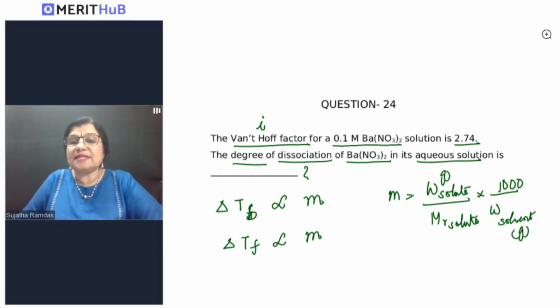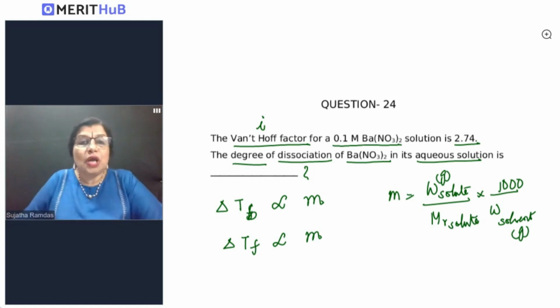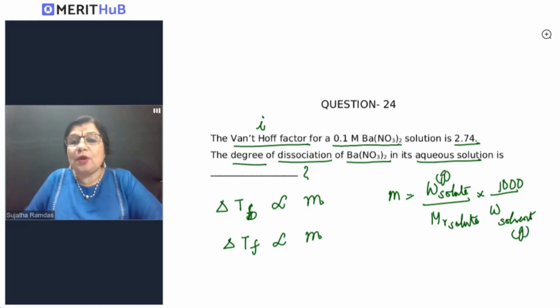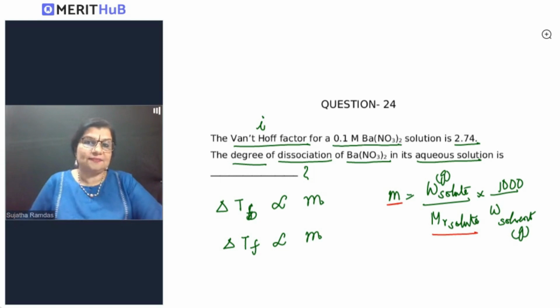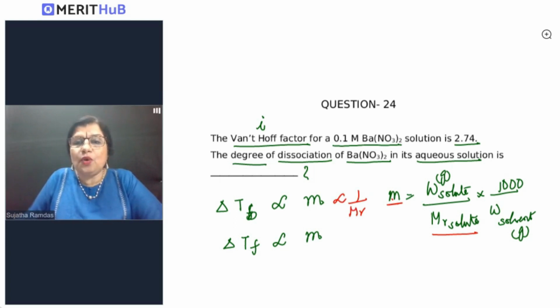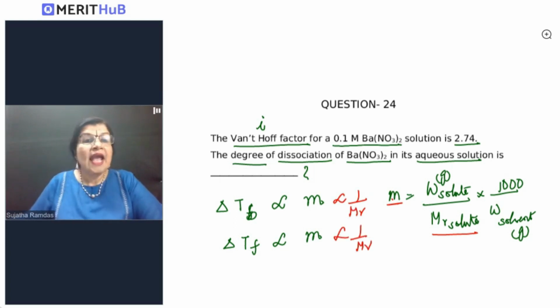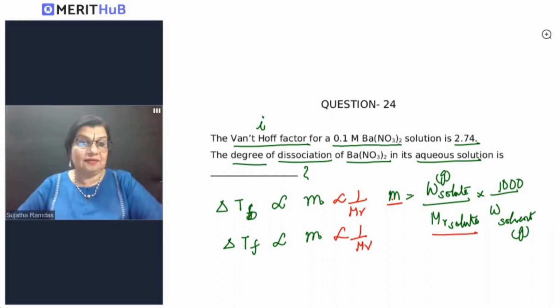This is in grams and this is in grams. Okay, so you now know the relationship between molality and the molar mass. In other words, the colligative properties are inversely proportional to the molar mass. And what are colligative properties? Colligative properties are dependent on the number of particles present in a solution, right?